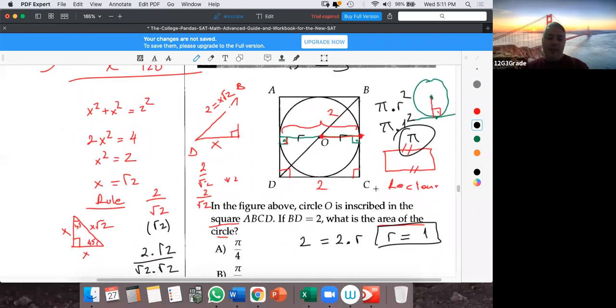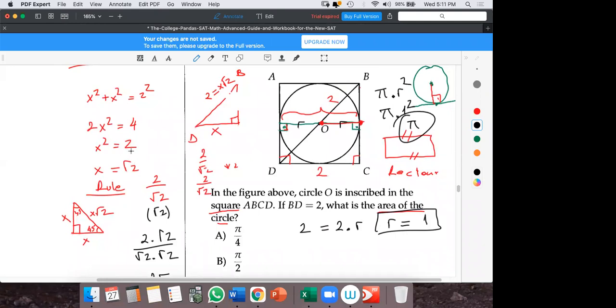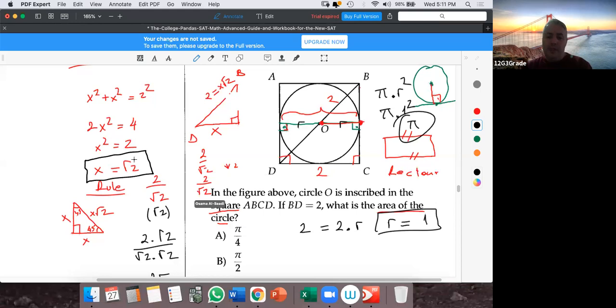One more time. I said x is 2, but is x 2 or not 2? Let's check it. X is root 2, not 2. Oh, x is root 2. Osama, you are excellent. You have an eagle eye.